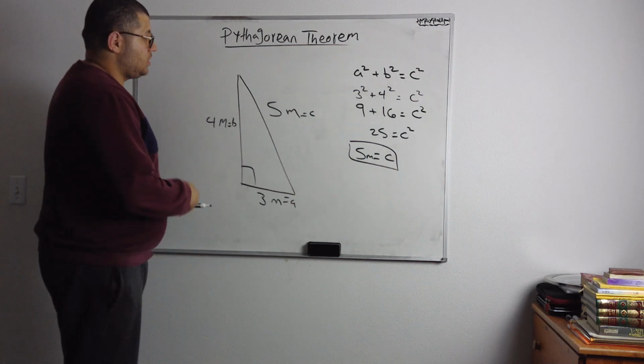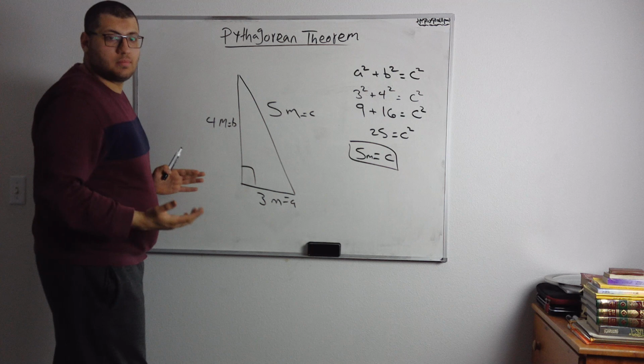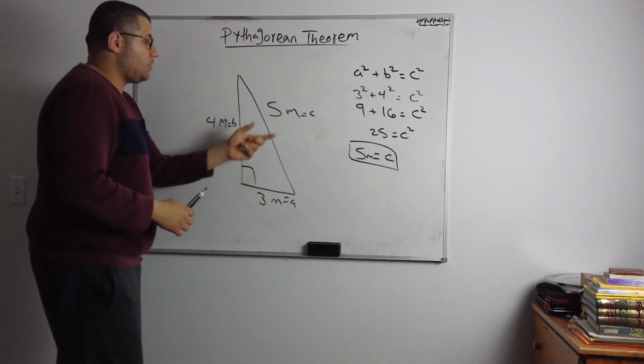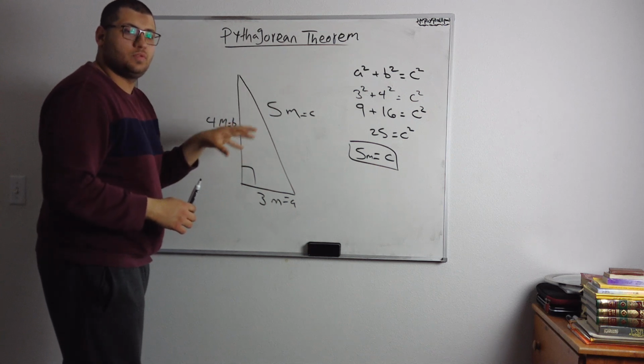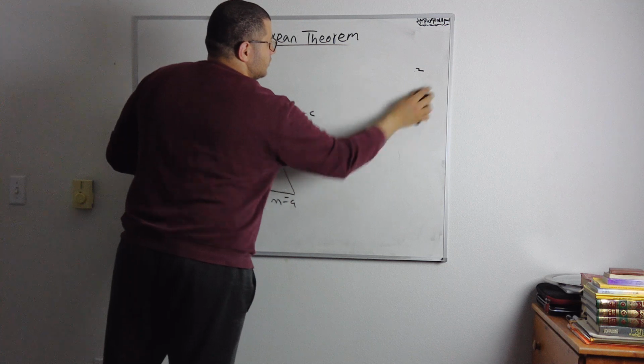Now, how about if we're missing the A? Same scenario. Instead of looking for the C, we're going to look for the A, and we're going to plug the other numbers into their own variables. Alright.